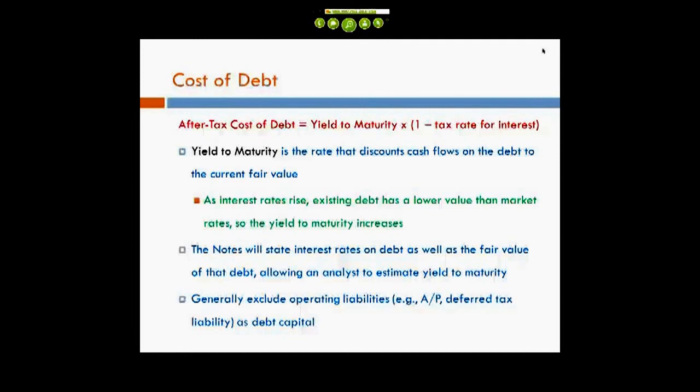So the notes will state what the interest rate on the debts are, and it will state the fair value of the debt. You should just use that. Since you're going to need the cost of debt, use what the notes tell you.